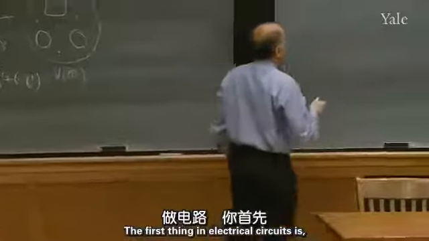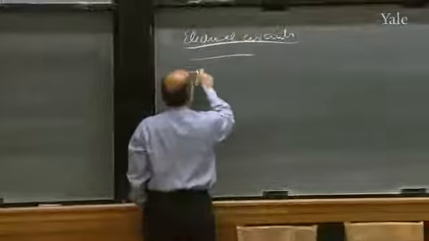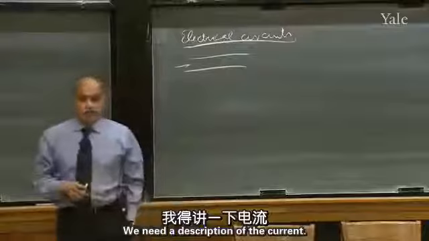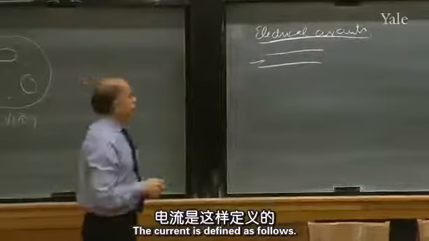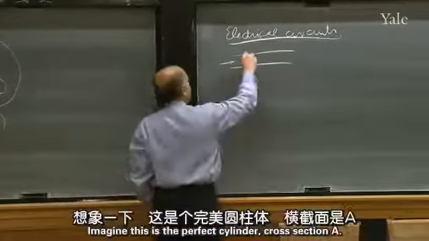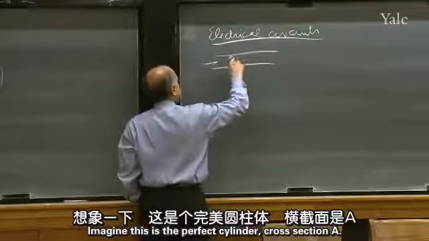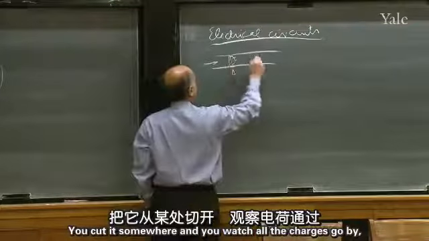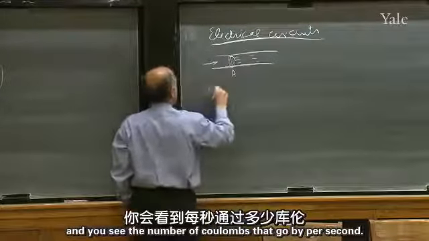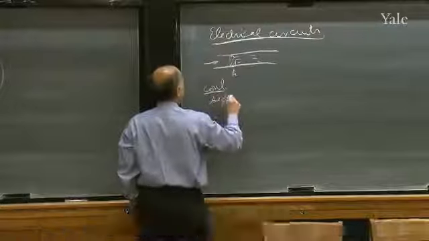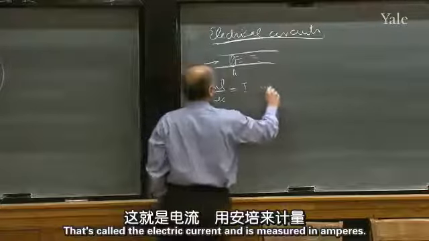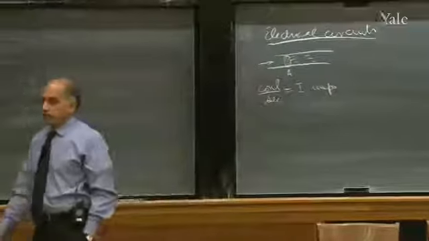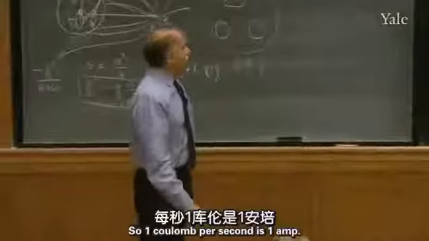The first thing in electrical circuits is you've got some wire and you've got an electric current flowing in it. So we need a description of the current. The current is defined as follows. Imagine this is a perfect cylinder, cross section A. You cut it somewhere and you watch all the charges go by, and you see the number of coulombs that go by per second. That's called the electric current and is measured in amperes. So 1 coulomb per second is 1 amp.